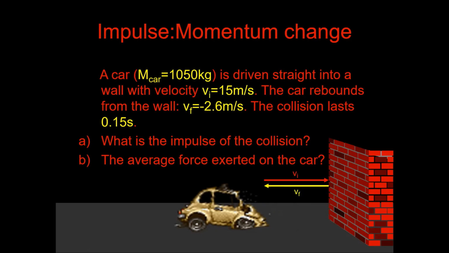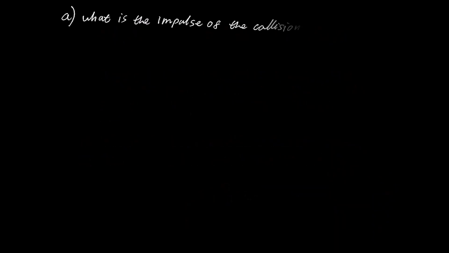Now, the confusion with a problem like this arises because people want to use kinematic equations. They want to look at the initial velocity, the final velocity, the displacement, and the acceleration. And that will get you into a world of trouble and take you down the wrong route, because you don't need to. So part A. What is the impulse of our collision?